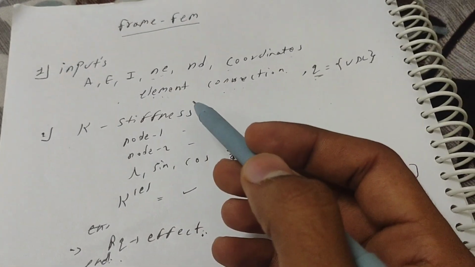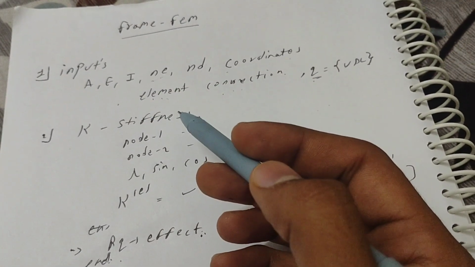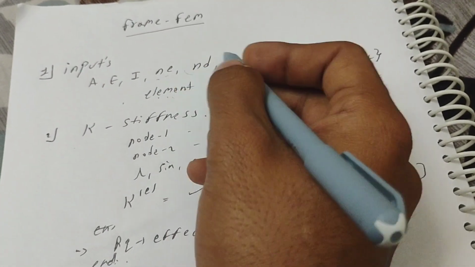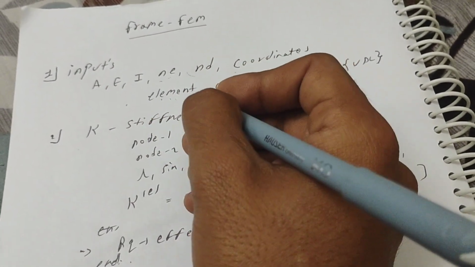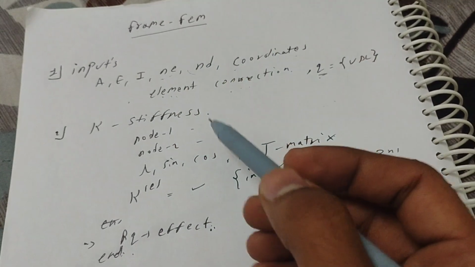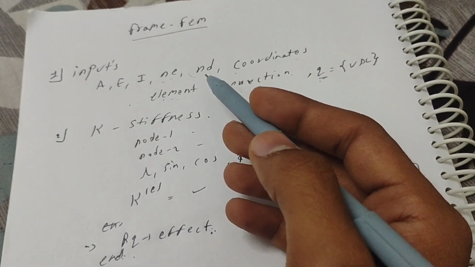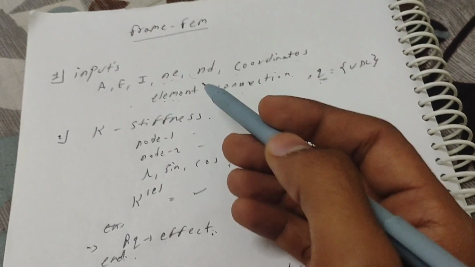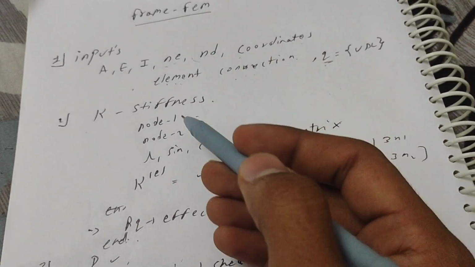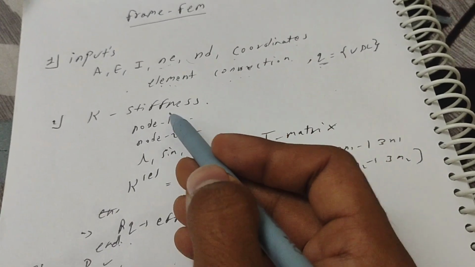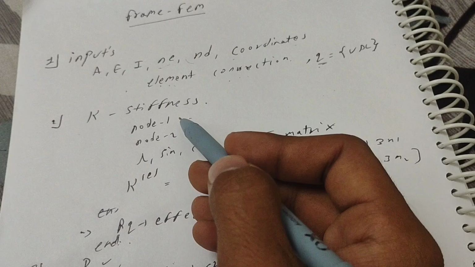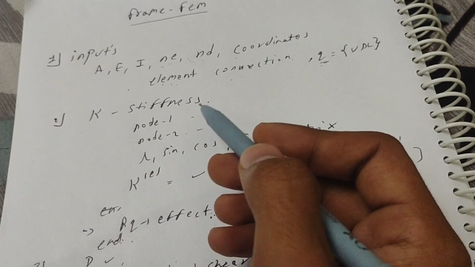We will initiate it as a square matrix of this size, ND cross 3 into ND cross 3. So we will get this stiffness matrix. For the problem we will be discussing in this video, it will be 9 cross 9. Then we will start with getting the node 1 information and then node 2.